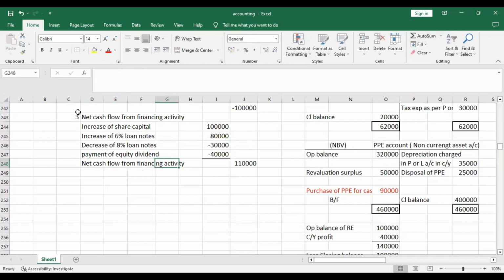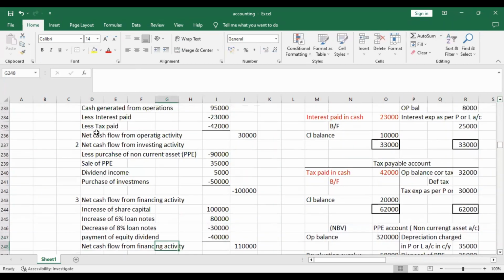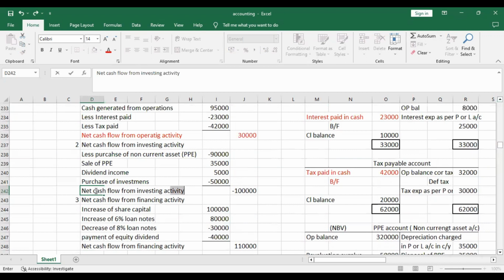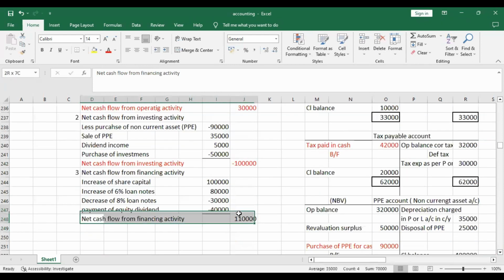Activity. So now we have all the three. Net cash flow from operating is clearly known to us. Then net cash flow from investing activity is also known very clearly to us. We calculated that, it is 100,000, that is negative. And we also have the third one, net cash flow from financing. So all the three we know very well.